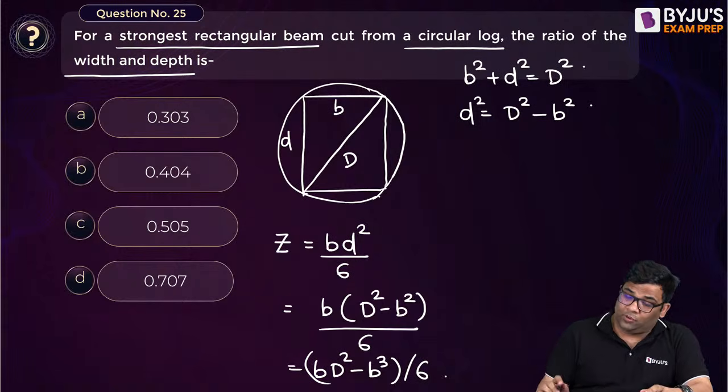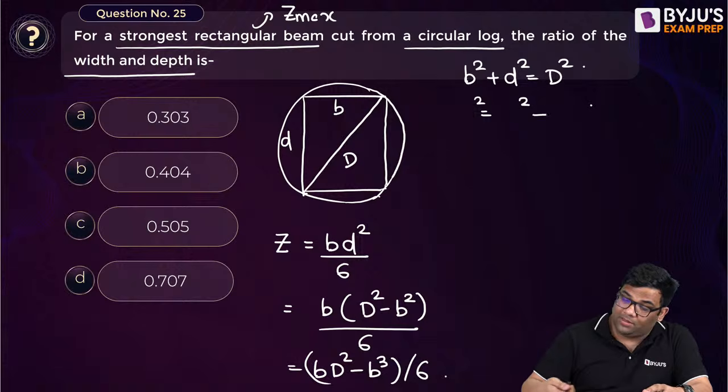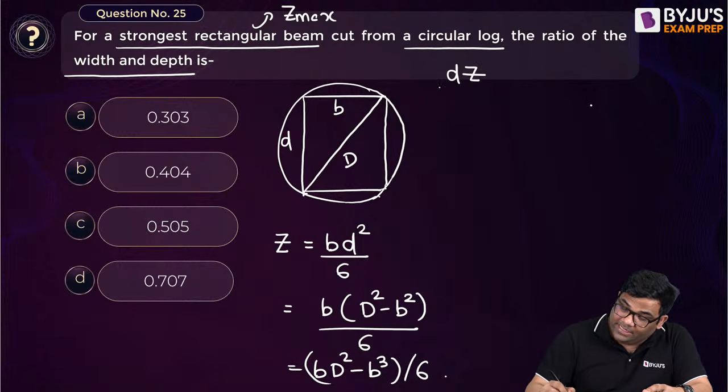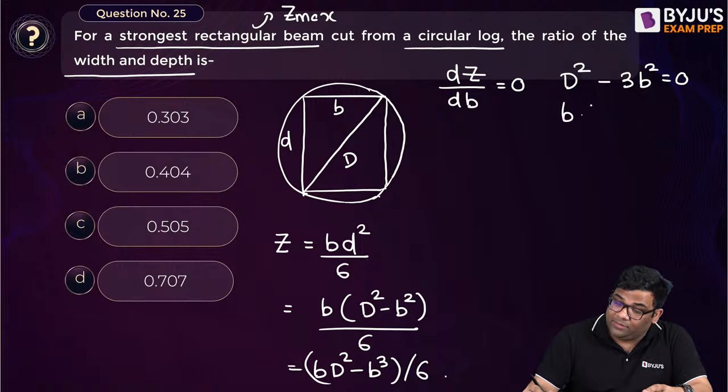Now for your Z to be maximum, strongest section means what? Strongest section means Z will be maximum. For Z to be maximum, what will happen? I can say that dZ by db will be equal to 0. So differentiating with respect to b, what will happen? First term will be D square, second term will be 3b square, and this will be equal to 0. I can say b will be equal to D by root 3.